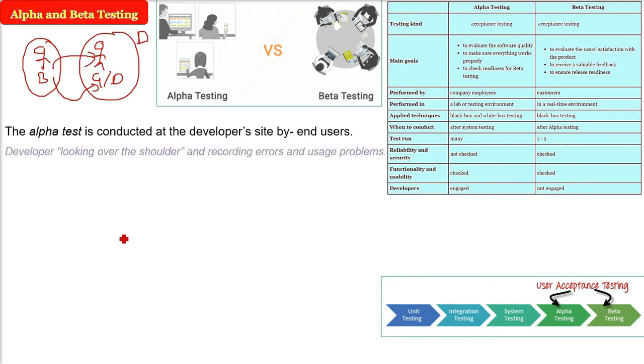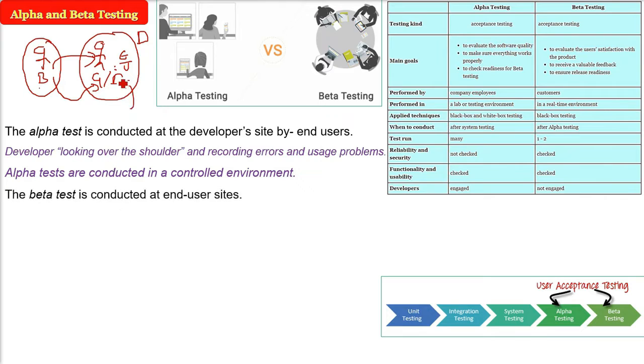You got the idea? So here the user is going to do everything, but the developer will be standing behind, looking over the shoulder, recording the errors and the usage problems the end user is facing at the developer side. I hope you got the idea. Alpha tests are conducted in a controlled environment because the developer is present and the company is also the developer's company. Whatever problem you have, he'll just fix it, or he'll tell you what it is.